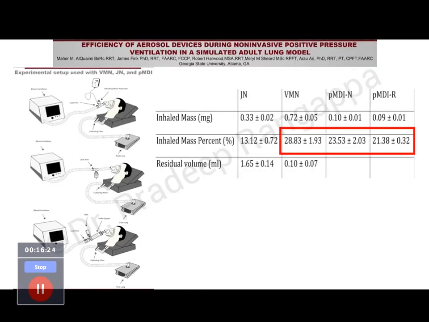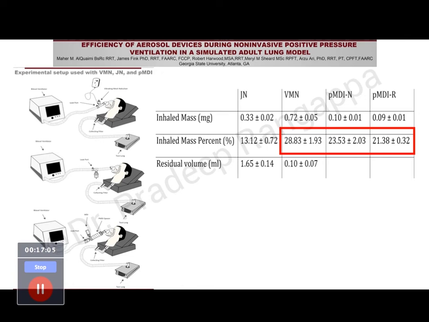And this was another study which was done to compare the jet nebulizer, vibrating mesh nebulizer, and metered dose inhaler in NIV. These were all the different positions there. This is a vibrating mesh, this is a jet nebulizer, this is a metered dose, and you can see the inhaled mass percentage. As I said, the percentages are very similar, toggling between 15 to 20. With vibrating mesh, I think the deposition was 28.83%. With metered dose, it was 23. So vibrating mesh compared well with metered dose, because metered dose also performed reasonably well, but jet nebulizers again performed very poorly even with non-invasive ventilation.